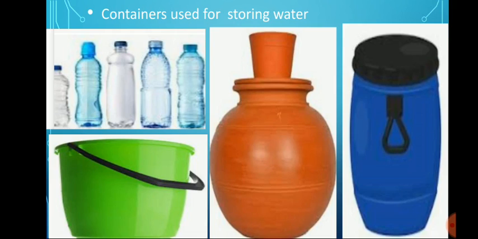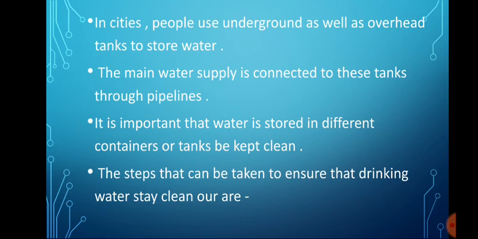In this picture, you can see the image of different types of containers in which we can store water. In cities, people use underground as well as overhead tanks to store water. The main water supply is connected to these tanks through pipelines. Children, you can easily see at your home that a water tank is used to store water and the main water supply is connected to these tanks through pipelines.